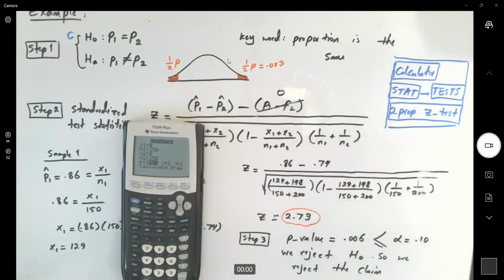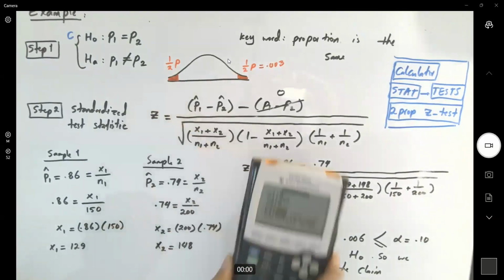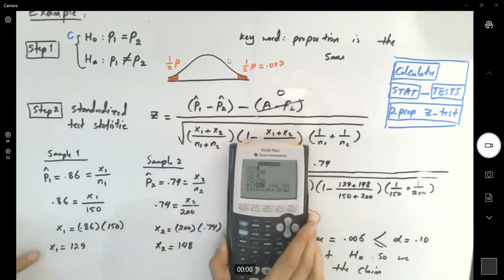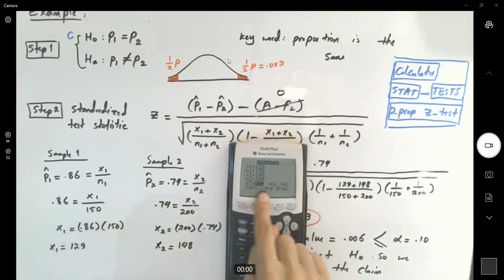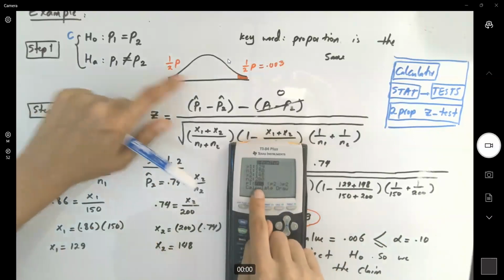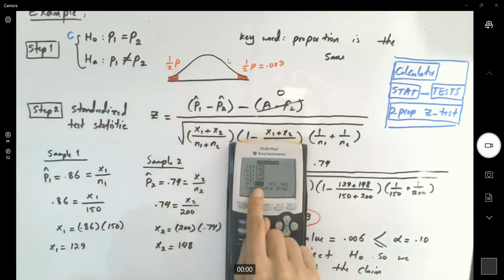Okay, let's go to our calculator and check to see if our calculation is correct or not. Very good. So what is x1? We calculated everything here. We're just going to enter them. X1 is 129. What is n1? N1 is 150. What is x2? X2 is 148. N2 is 200. And as you know, we have a two-tailed graph, so that's why we select P1 not equal to P2.